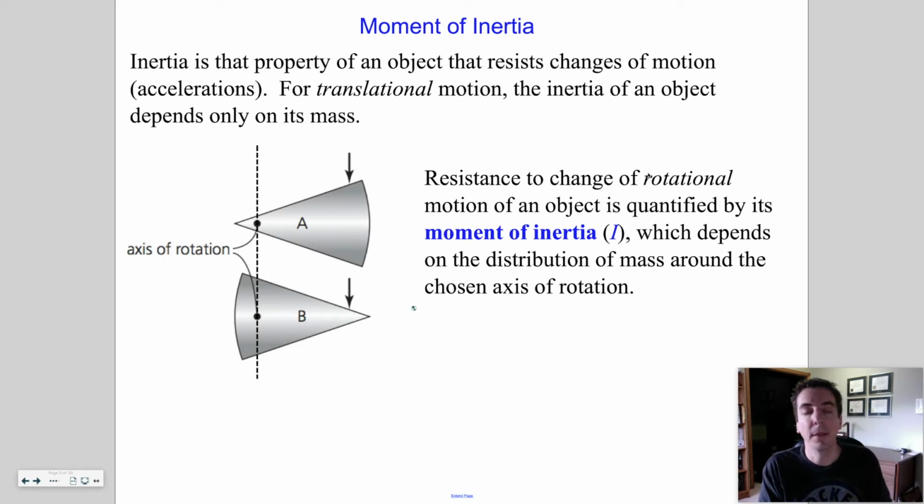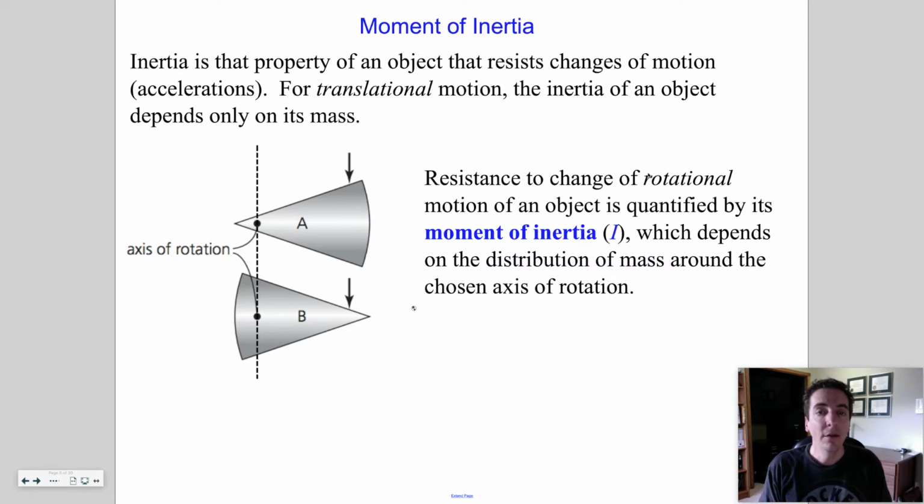Okay, moment of inertia. Inertia, if you recall, is a property of an object that resists acceleration. So when something has more mass, it's got more inertia. For translational motion, that's what we're used to. Like curling rock versus hockey puck. Curling rock has more mass, therefore it's got more inertia. So for translational motion, the inertia of an object only depends on its mass.